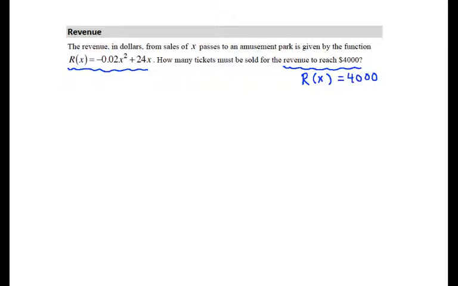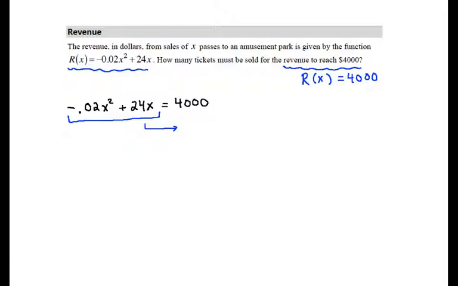That's how we know that the equation we set up is taking this function for R of x and setting it equal to 4,000. This is a quadratic equation because we see that it has the largest power x squared. And we can now put it into general form. We can get all the terms on one side. We could either move both of these terms over to the right by adding the 0.02x squared and subtracting the 24x, or we could move the 4,000 to the left.